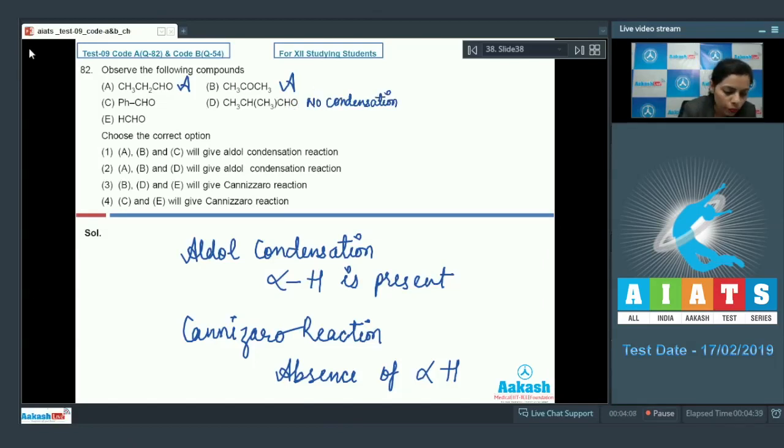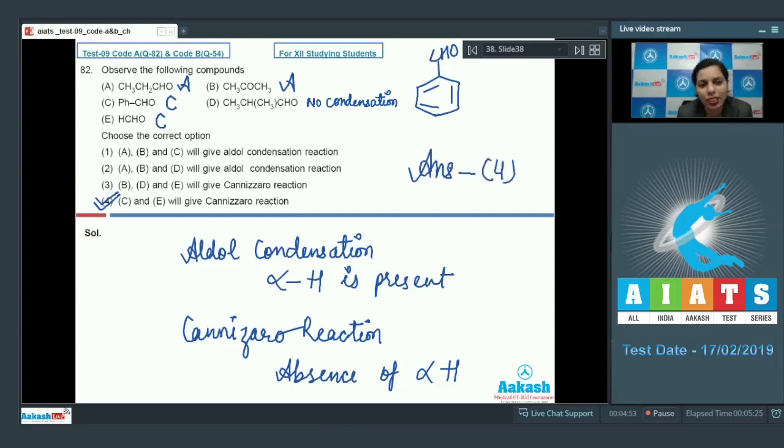But if I talk about compound C, phenyl ring is there, and aldehyde group. Benzaldehyde is that, and the structure of benzaldehyde I'll draw here. You know that this is CHO, and alpha to this there is no free hydrogen, and that's why in this case aldol condensation is not possible. Only Cannizzaro reaction is possible. Further, HCHO, formaldehyde. In case of formaldehyde, there is no alpha hydrogen. That's why it is also undergoing Cannizzaro reaction. It means option 4, which states C and E will undergo Cannizzaro reaction. That's why it's correct. And the correct answer is option 4.